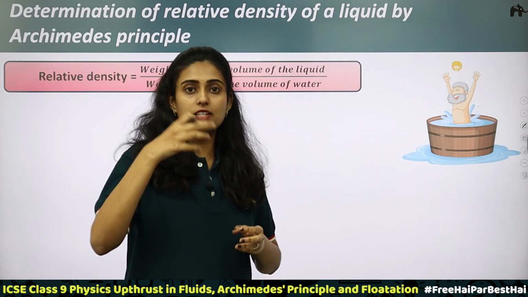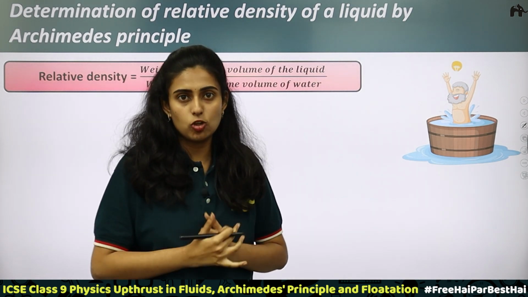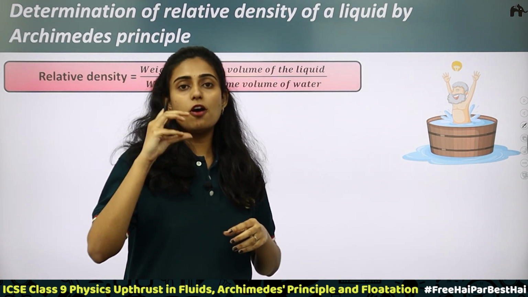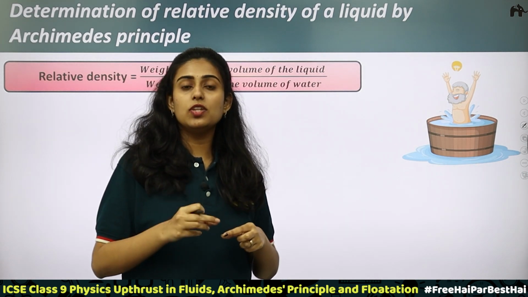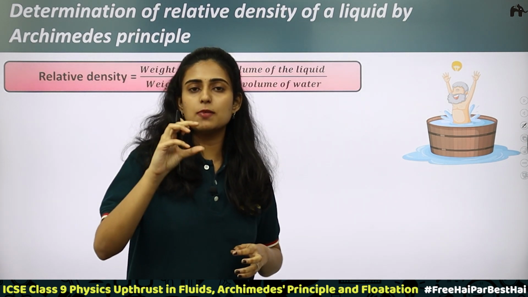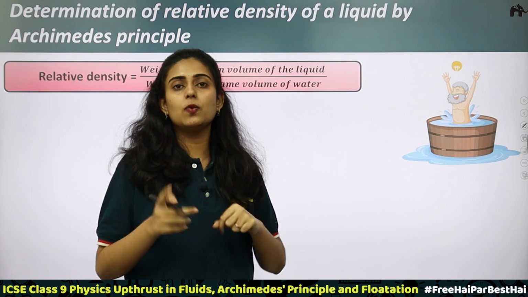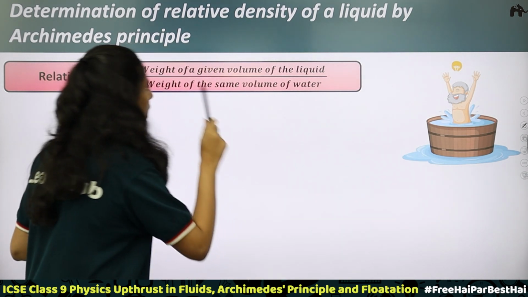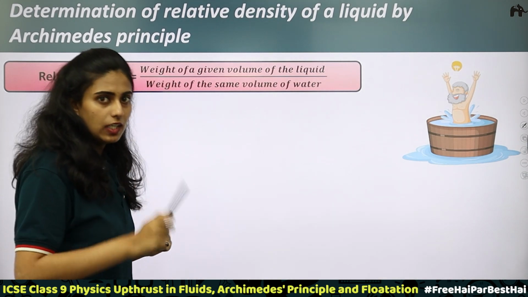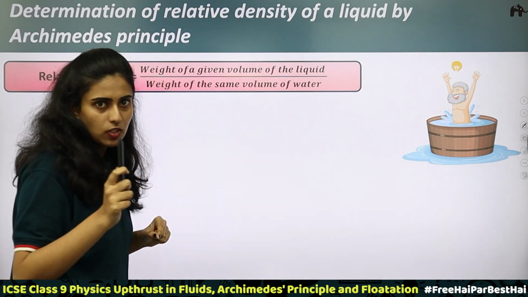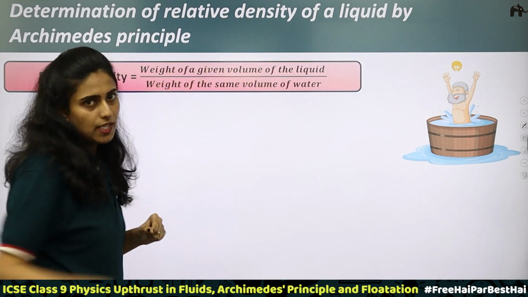Whether it is water or some other liquid, when the object is immersed in it, a volume of liquid is displaced that is equal to the volume of the substance. If it is water, then this much volume of water will be displaced, which is equal to the volume of the substance. Now we have relative density is equal to weight of a given volume of the liquid divided by weight of the same volume of water.